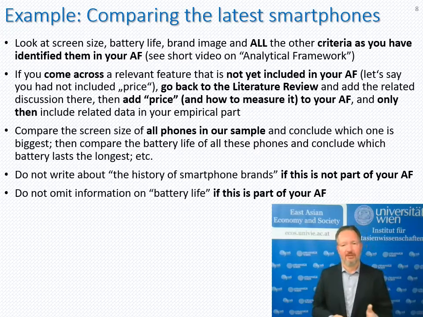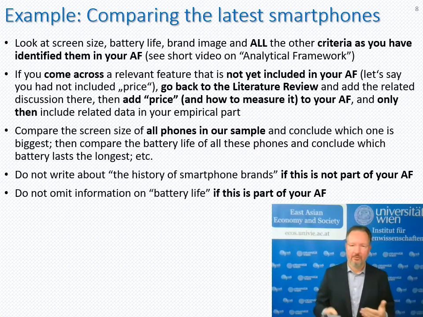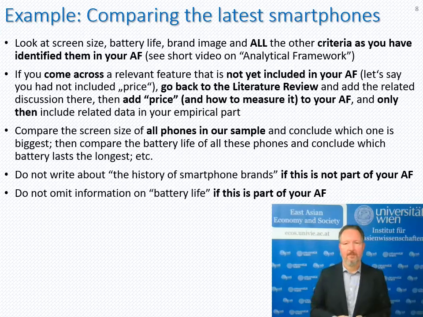Then you can add price, including the unit of measurement and sources for data, in your analytical framework. And then you can also include this kind of data in your empirical part. Here in our example, I said, for example, you missed that price might actually be a criterion, and then this is how you would proceed to complete your work. Actually, this does happen because you will stop doing your literature review at some point. I told you the magic point is when you stop finding new evidence.